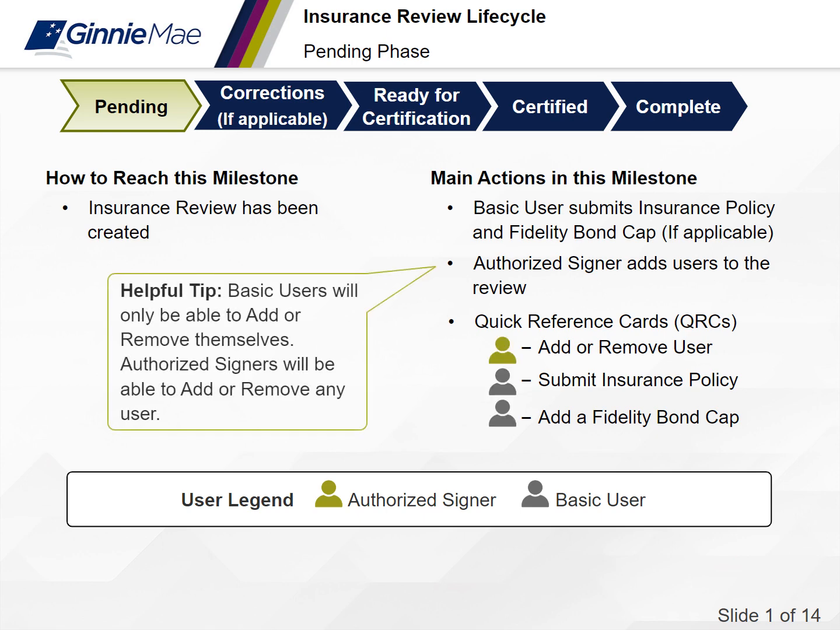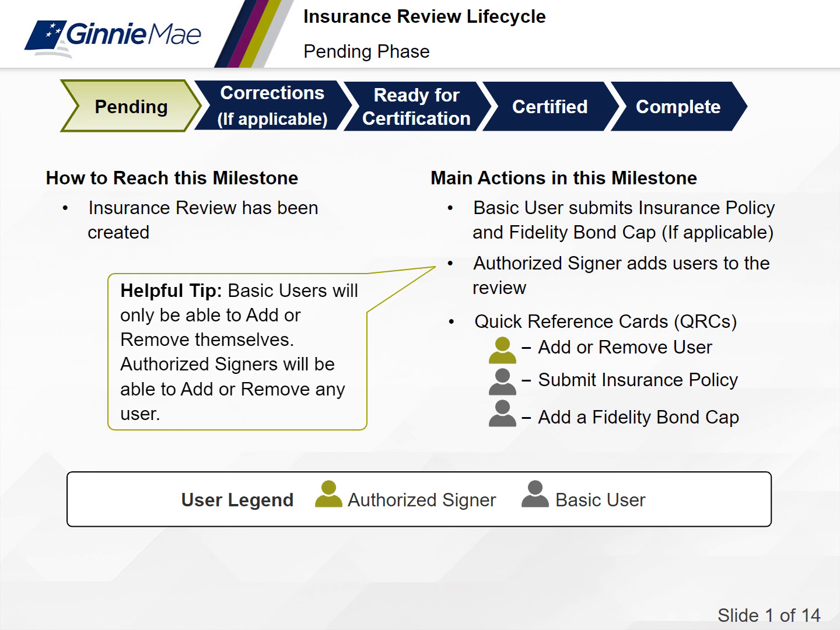Helpful tip: basic users will only be able to add or remove themselves. Authorized signers will be able to add or remove any user in their organization. Quick reference cards were created to provide a step-by-step visual aid for these key actions. Add or remove user. Authorized signers may add or remove users from the review.